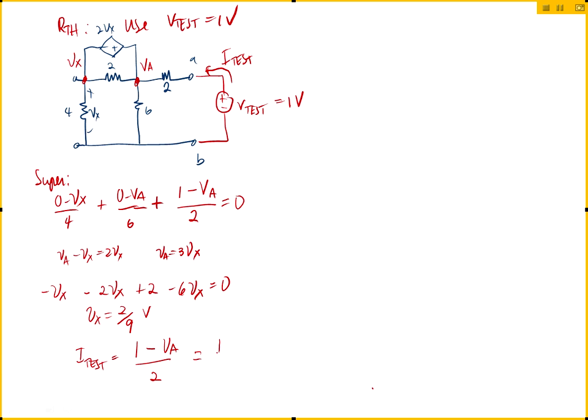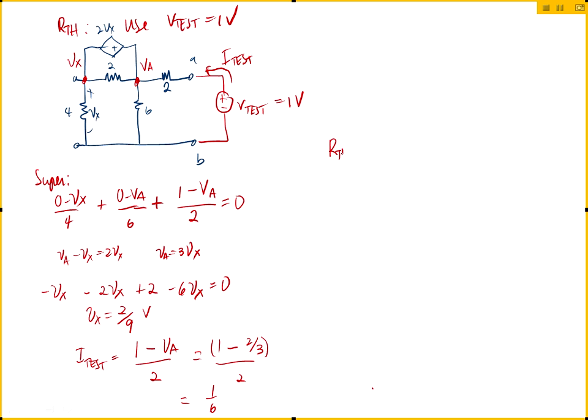I think I messed up my left and right. So this is going to be what? 1 minus, what's VA? 2/3, right? Yes, why is it 2/3? It's 3 times 2/9. Yes, divided by 2. So what is it? 1 minus 2/3 is 1/3. Divided by 2 is 1/6, right?